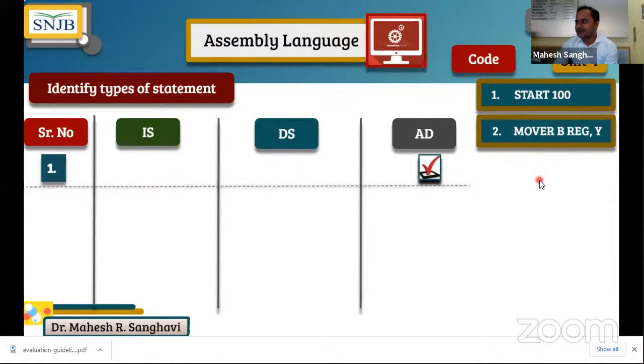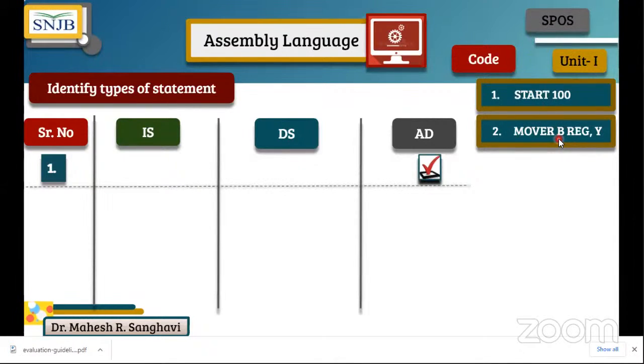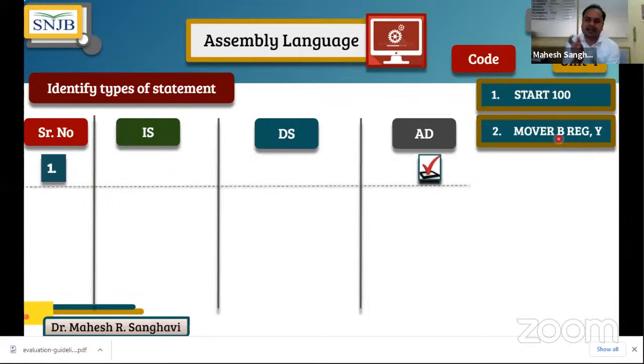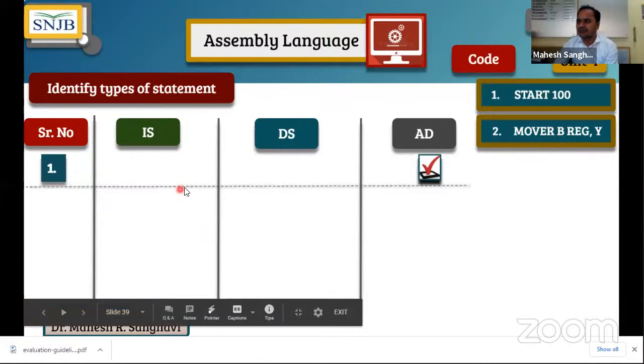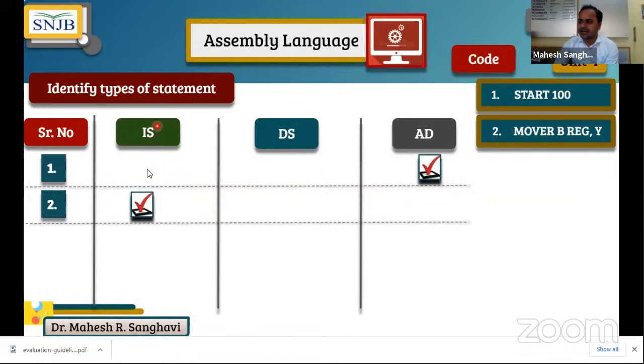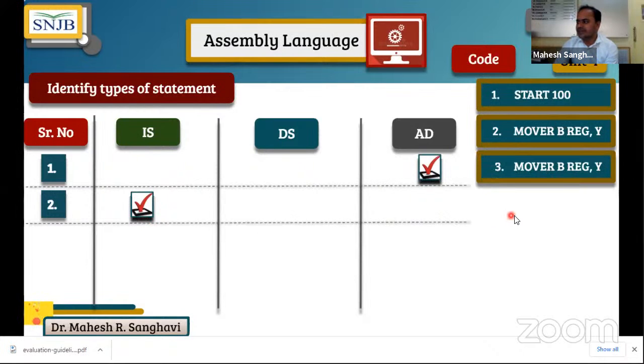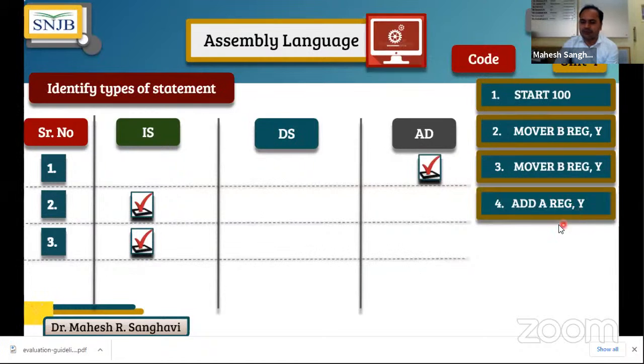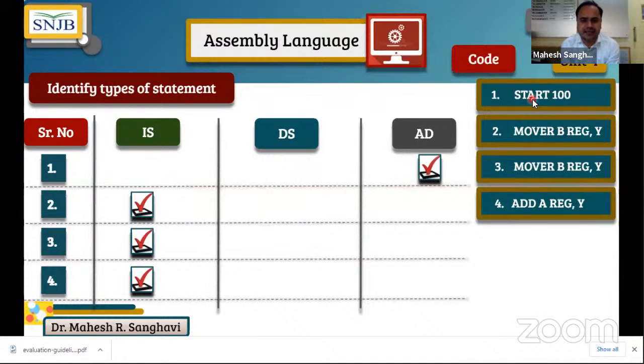Now the statement 2, move R, means move the value of the register. So it is an actionable word, and due to this actionable word, it comes under the category of IS, that is, it is an imperative statement. Now the third statement is again an imperative statement. The fourth, add a register comma y, is again an imperative statement, because it is also talking about the action verb. If you observe start, it is simply saying to the assembler, it is giving direction to the assembler that you have to start.